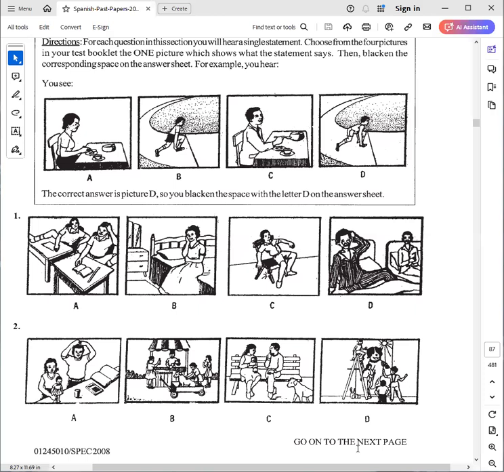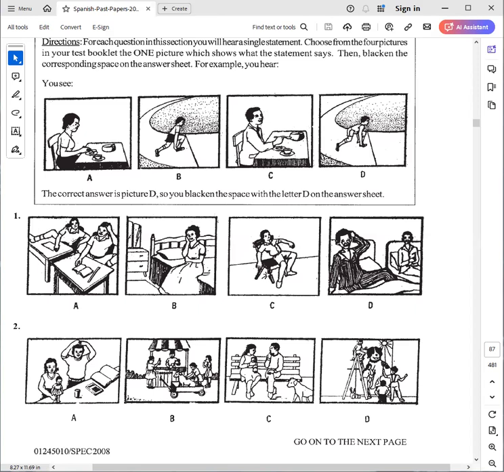All right, so it's correction time. So I'm going to go through the listening with you and, of course, show you the answers. So number one, it said no se sienten bien, which basically means they're not feeling well, right? So the correct option here would be D.